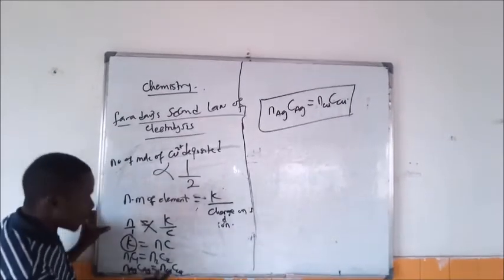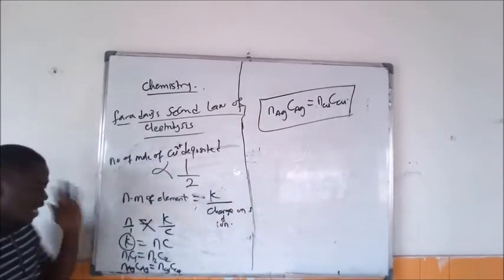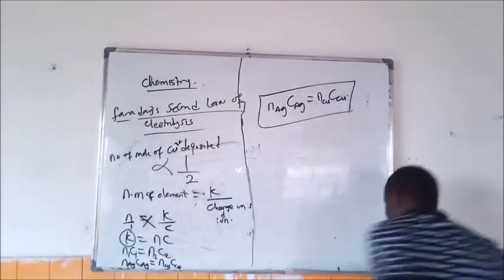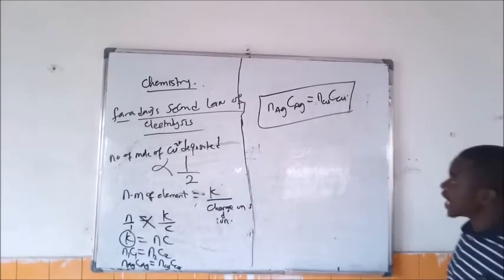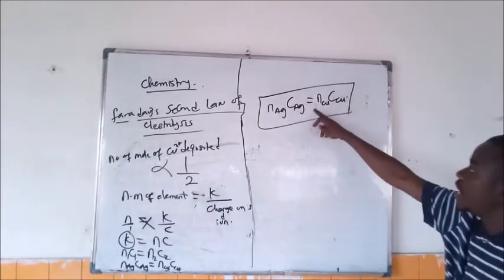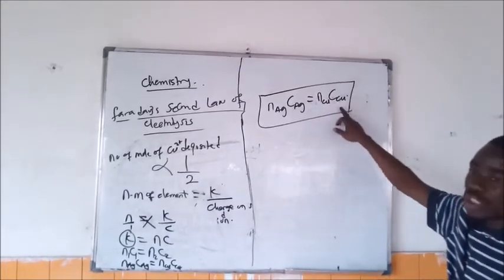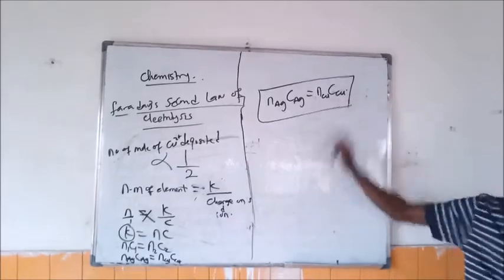Mole on copper multiplied by charge on what? Charge on copper. So from there, you can finally say that number of mole of silver multiplied by charge of silver is equal to number of mole of copper multiplied by charge on copper.